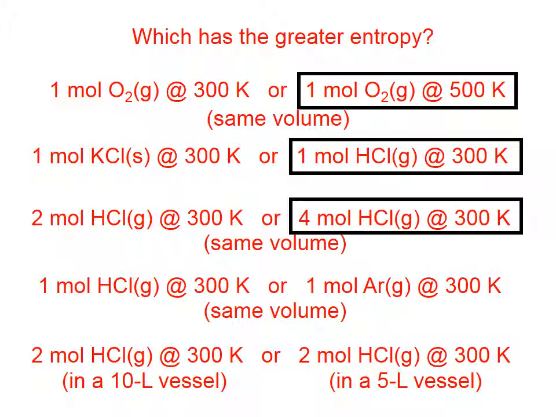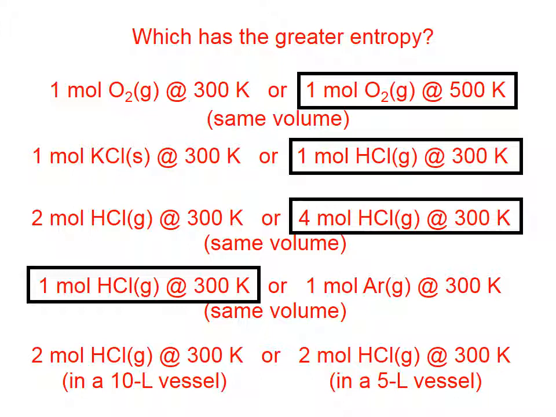More possible microstates. 1 mole of HCl gas at 300 Kelvin versus 1 mole of argon gas at 300 Kelvin. This is kind of a tough one. We have the same volume, we have the same temperature. How would we know which one is more random, more chaotic? Well, the answer here is going to be the HCl, because in HCl, if we look at it the way it's written, there's an H on the left and there's a Cl on the right. If we flip it, imagine flipping that molecule where the Cl is on the left and the H is on the right. It's the same molecule, but that's a different microstate.